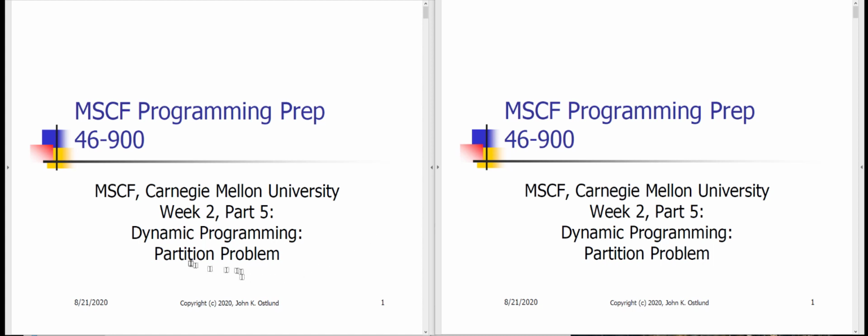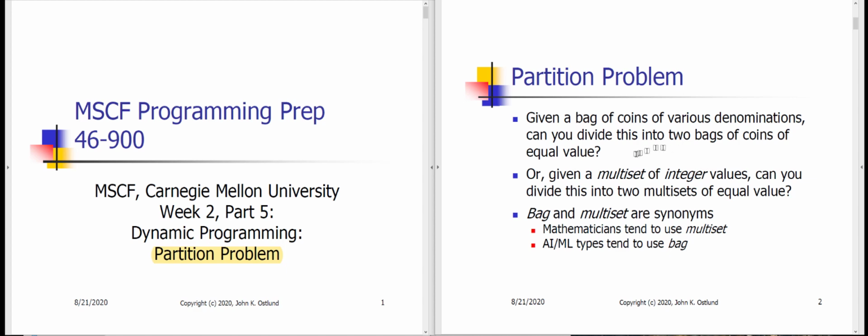Okay, welcome back. The next dynamic programming problem we're going to take a look at is called the partition problem. The idea here is that you have a set of items and you'd like to partition that into two sets with equal value. So for example, let's suppose that you've got a bag of coins that you found in the attic and you would like to equally divide those coins between yourself and your sibling, let's say.